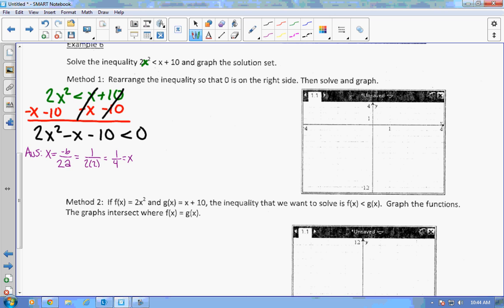If we know x, how do we find the y? Plug it in. Now when we plug in, we're not looking for where it's 0. We can change that 0 to a y. 2 times 1/4. You can do 1 divided by 4. Remember, fractions are just division. Squared. Make sure you have parentheses. Minus, parenthesis, 1 divided by 4, minus 10. That will be our y. It's 0 when we're looking for the x-intercepts.